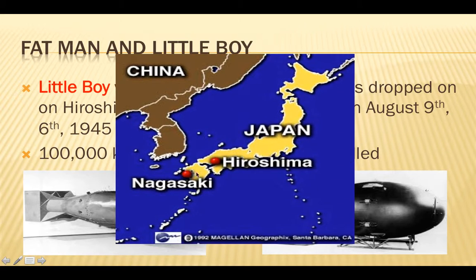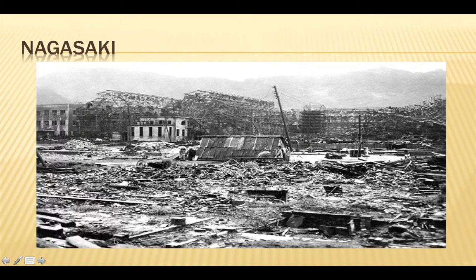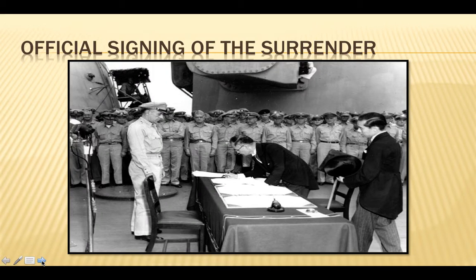And this is the location of those two spots. So this is where the first bomb is dropped. This is where the second bomb is dropped. Ba-boom, there they are. That's the famous mushroom cloud. This is what it looks like afterwards, just completely devastated. This is the signing of the peace agreement.